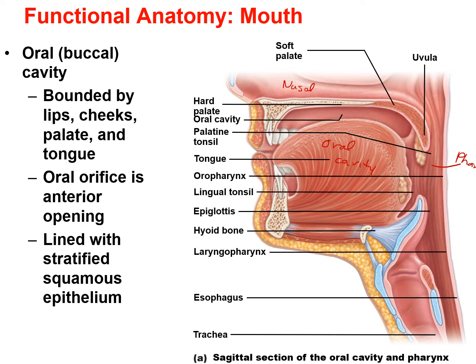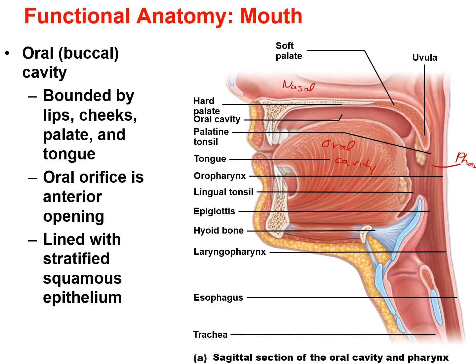If we look at the oral cavity, you have the oral cavity formed laterally by the cheeks and anteriorly by the lips. Superiorly, the roof of your oral cavity is going to be formed by your hard and soft palates, and then kind of filling the space at the floor of your oral cavity will be your tongue.